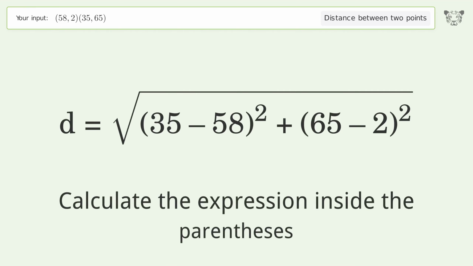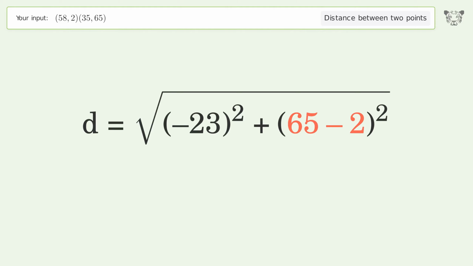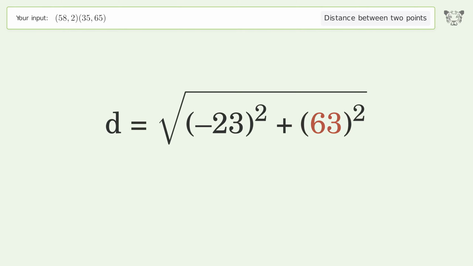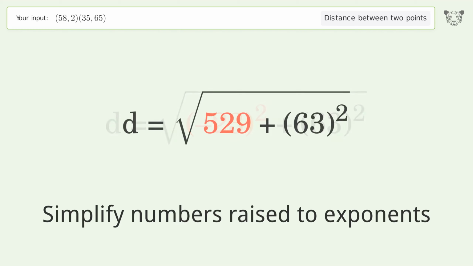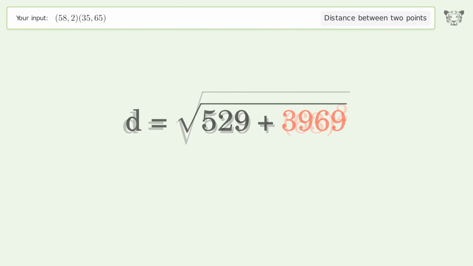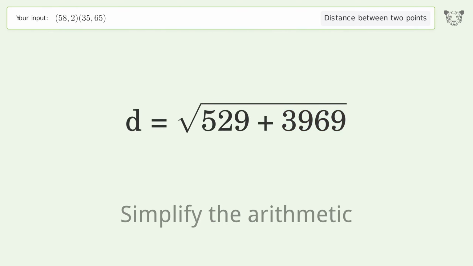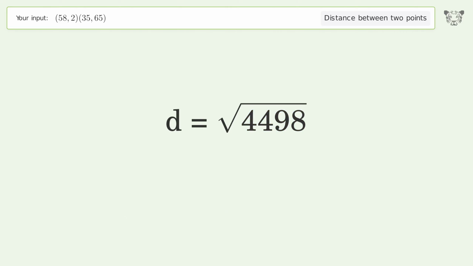Calculate the expression inside the parentheses. Simplify numbers raised to exponents. Simplify the arithmetic. And so the distance between the 2 points is the square root of 4,498, or 67.067.